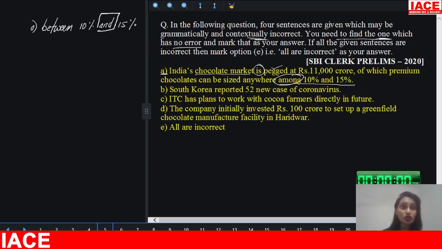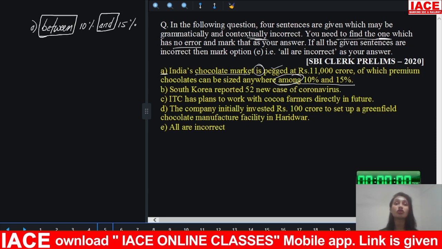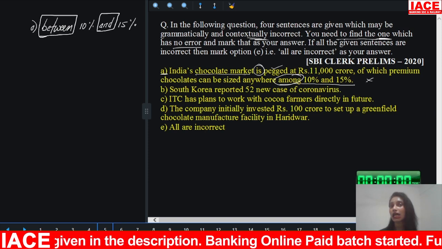Do you remember whenever we use between, you have to use and only. Many people go with from 2, no 2, from 2, between and. Do you remember this thing? Between and, because we got only 2. If more than 2, use among. So your sentence A has error. We cannot take that as our answer.